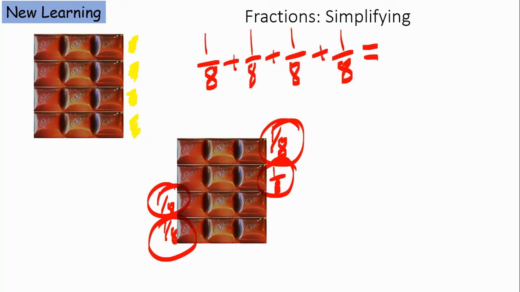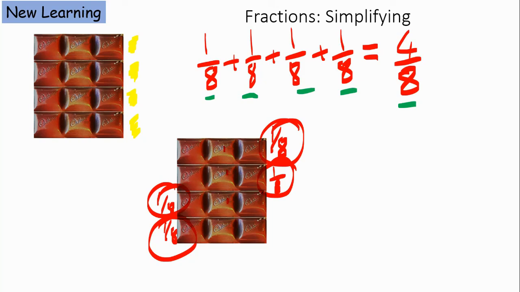Like so. But I've got 1, 2, 3, 4. I've got in total 4 8ths. Now people, what you're seeing when you're doing this is that the bottom numbers here remain the same, whereas the top numbers all get added together. And that seems to be a feature of this type of way of adding.